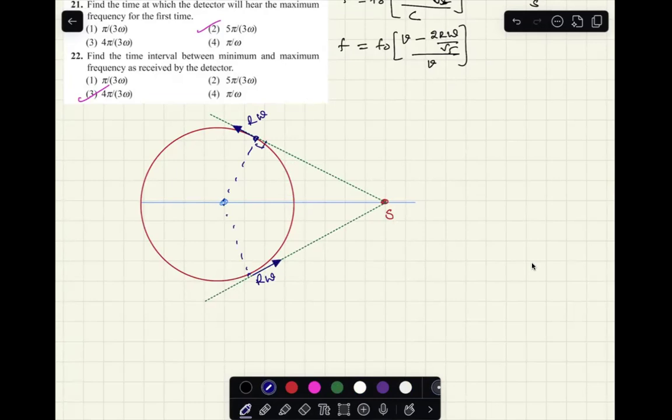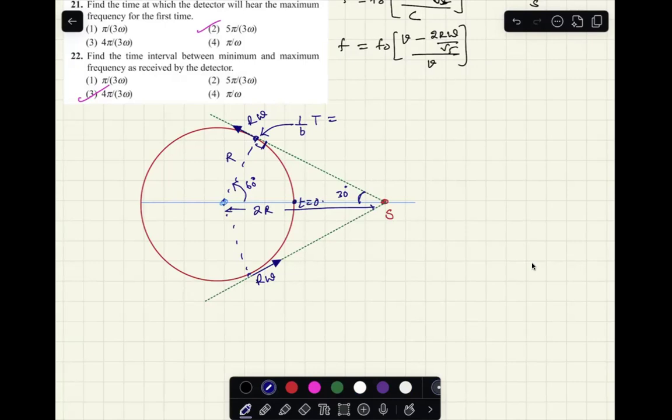Now remember, this is 90 degrees. This is R. This is 2R. Automatically, this angle is going to be 30 degrees. This angle is going to be 60 degrees. And you started here at t equal to 0. So what time will you reach here? 60 degrees means 1/6 of the full circle, 1/6 of the time period.